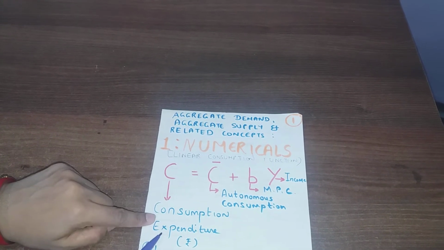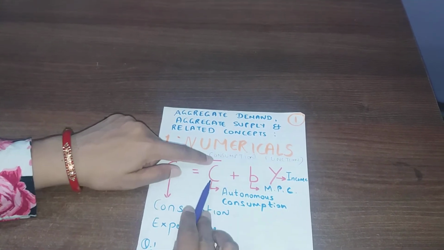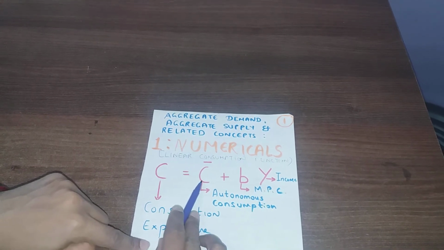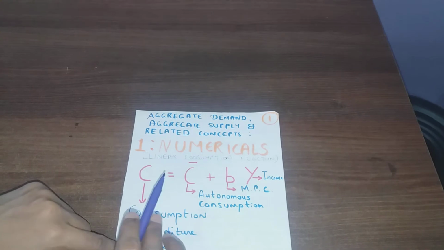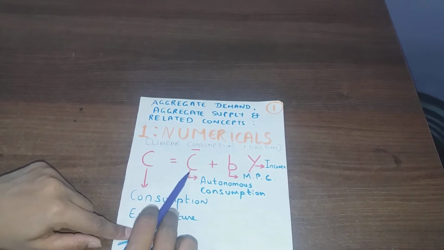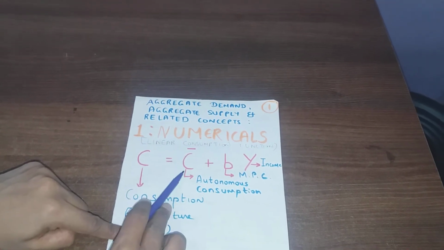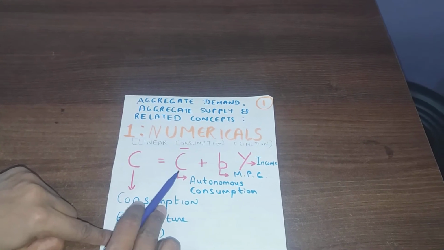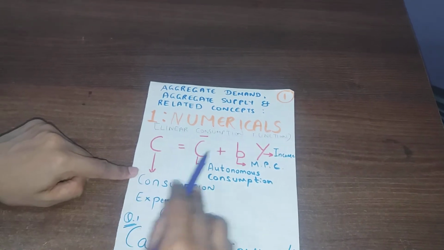C is consumption expenditure, which is to be given in rupees. C bar is nothing but autonomous consumption. This is consumption where income is zero. Even if a person is not earning, he is consuming for survival. That is known as autonomous consumption. At Y is equal to 0, whatever positive consumption is there, that is known as autonomous consumption.